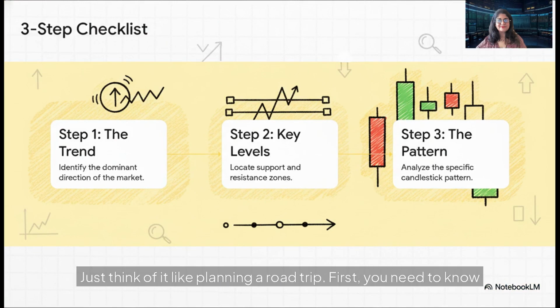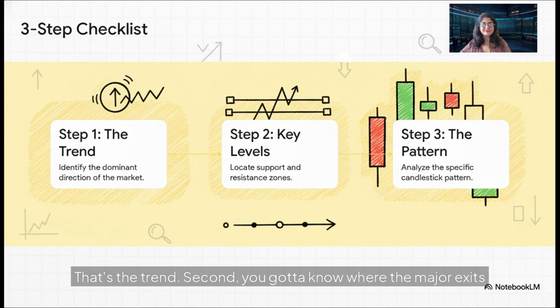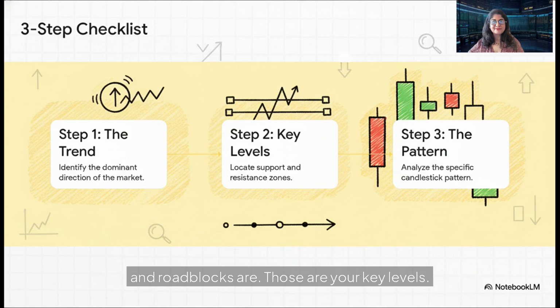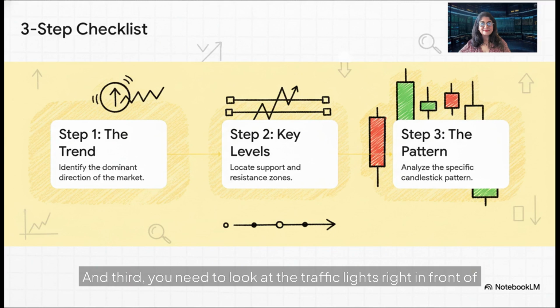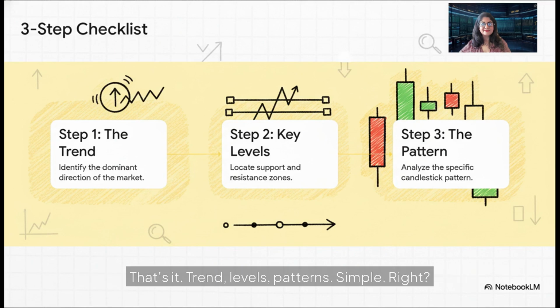Just think of it as if you're planning a road trip. First, you need to know which direction the highway is going. That's the trend. Second, you've got to know where the major exits and roadblocks are. Those are your key support and resistance levels. And third, you need to look at the traffic lights right in front of you. That's the candlestick pattern. That's it. Trend, levels, patterns. Simple, right?